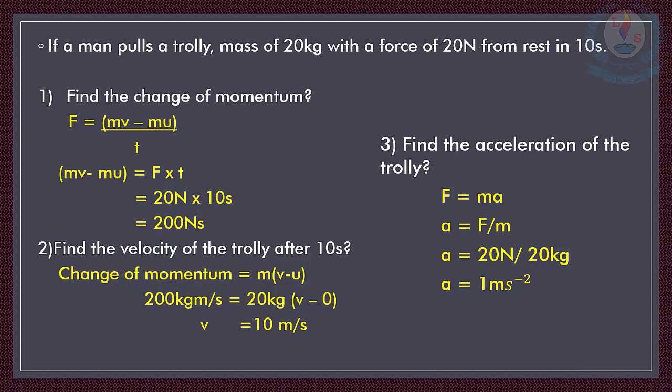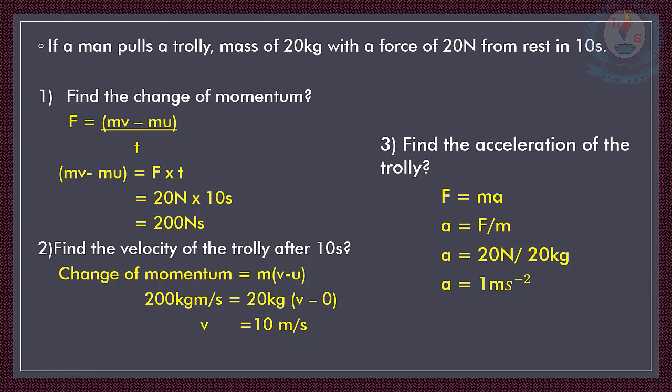The second question: find the velocity of the trolley after 10 seconds. This trolley was moved from rest. Therefore, the initial momentum is 0. Then if we apply the change in momentum to this problem, we get the final velocity of this trolley. When we apply the data to the equation of the change of momentum, we get the final velocity of the trolley as 10 meters per second.